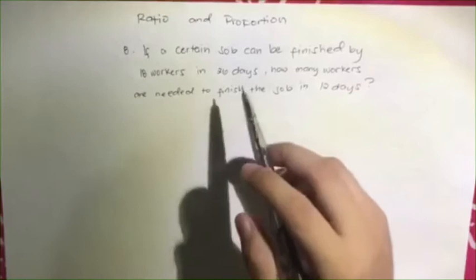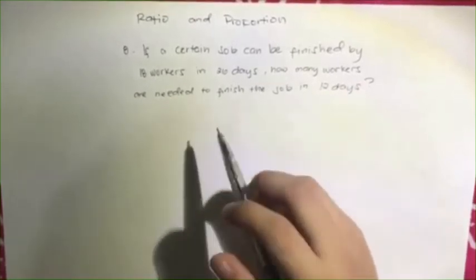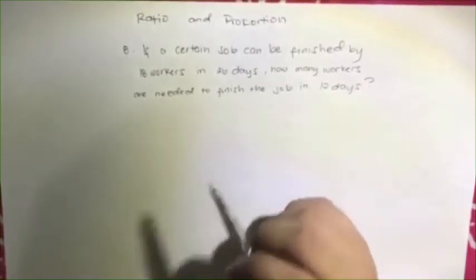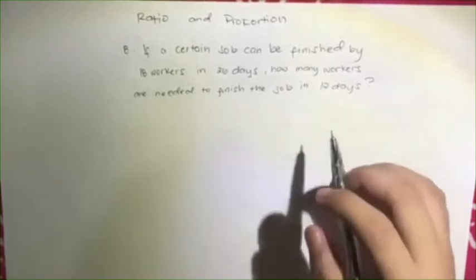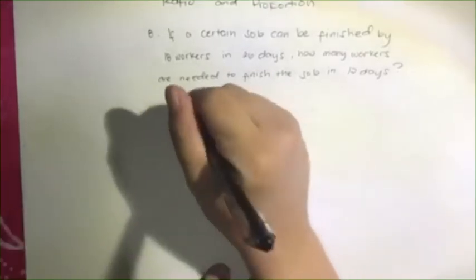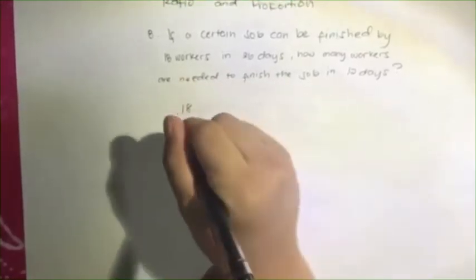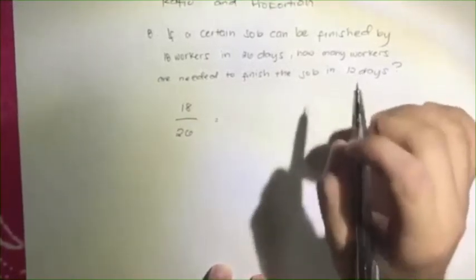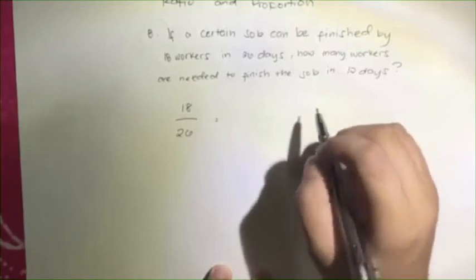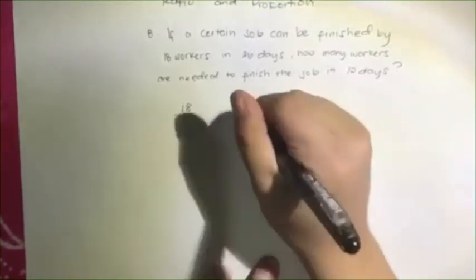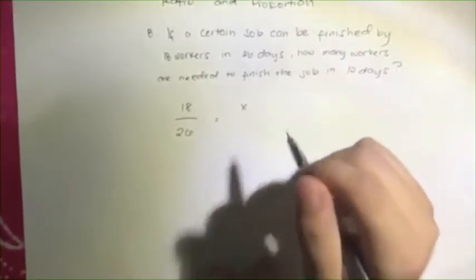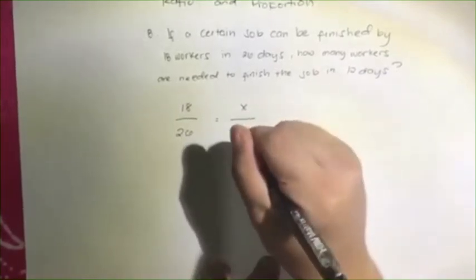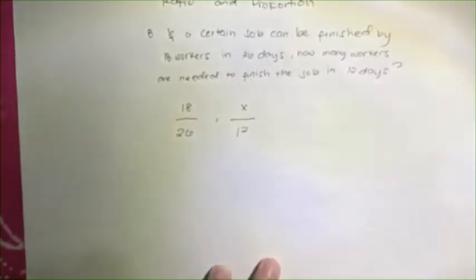If a certain job can be finished by 18 workers in 26 days, how many workers are needed to finish the job in 12 days? So, pwede natin siyang isulat as 18 is to 26 and how workers needed to finish the job in 12 days. So, hinahanap ay workers. Let X be the value ng workers over 12 or X is to 12.